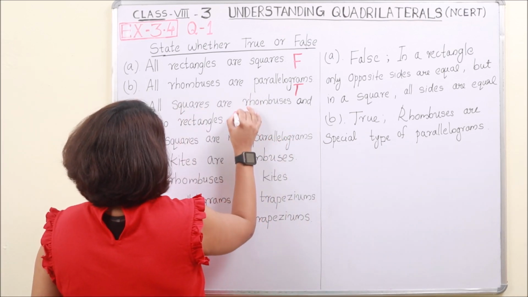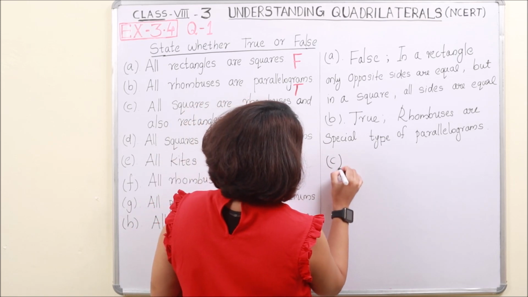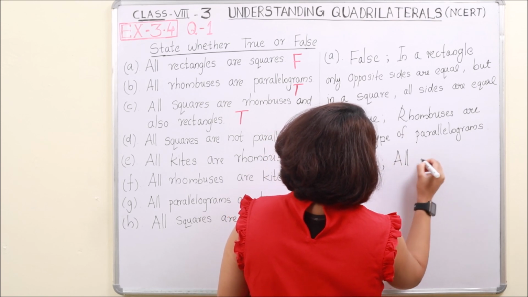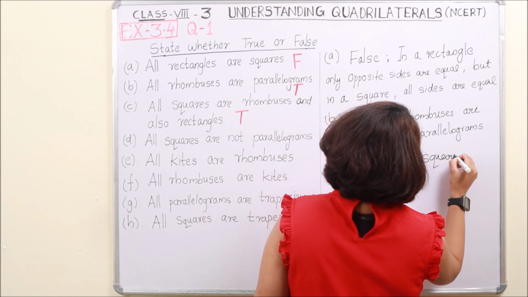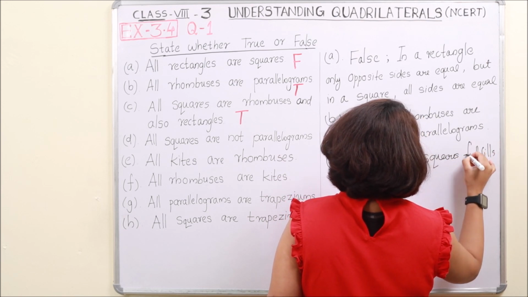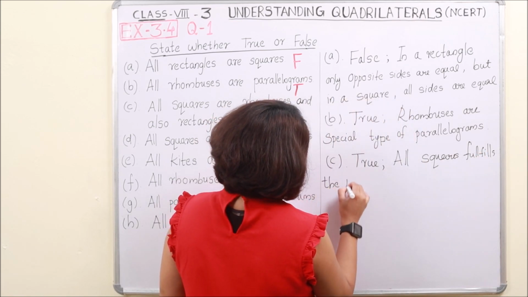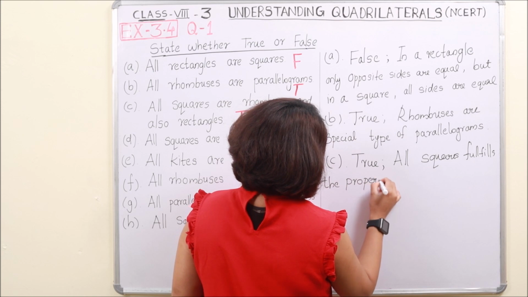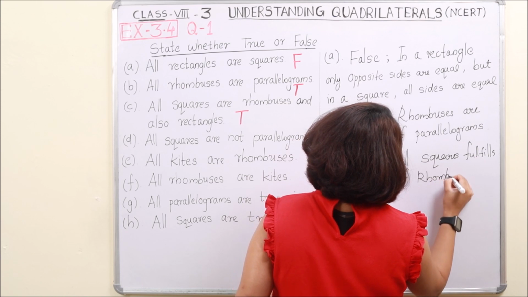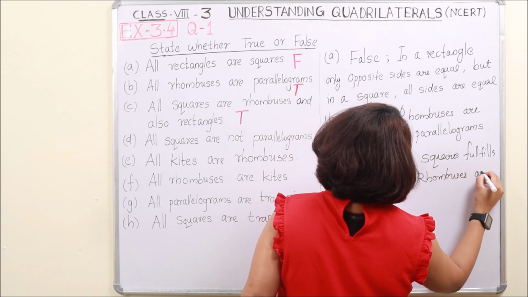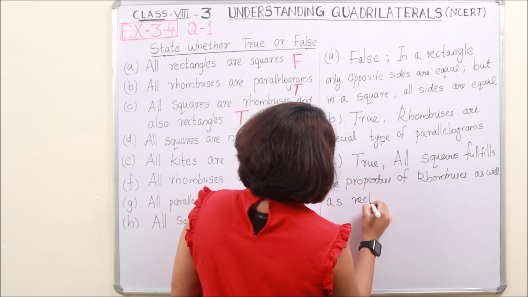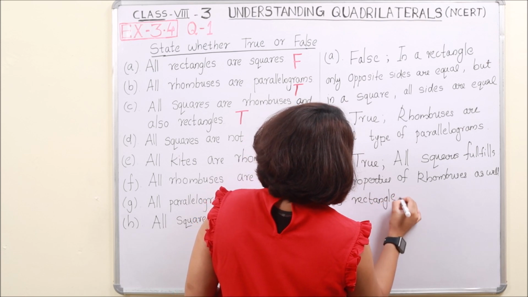So how can we write the answer? The statement is true. The reason is all squares fulfill the properties of rhombuses as well as rectangles. That's why the statement is true.